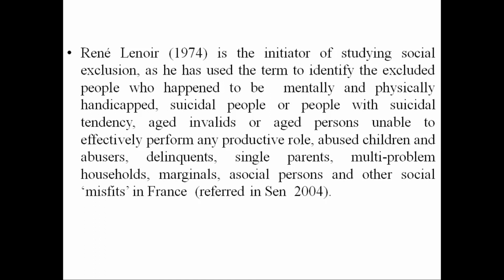Now, what are the groups according to him? He said people who happen to be mentally and physically handicapped are excluded, people with suicidal tendency, aged invalids, or aged persons unable to effectively perform any reproductive role, abused children, abusers, delinquents, single parents, multi-problem households, marginals, asocial persons, and other social misfits in France. Now, when we look at the categories which Lenoir has taken into consideration, this shows how society was looking at the concept of inclusion or inclusive measures also.